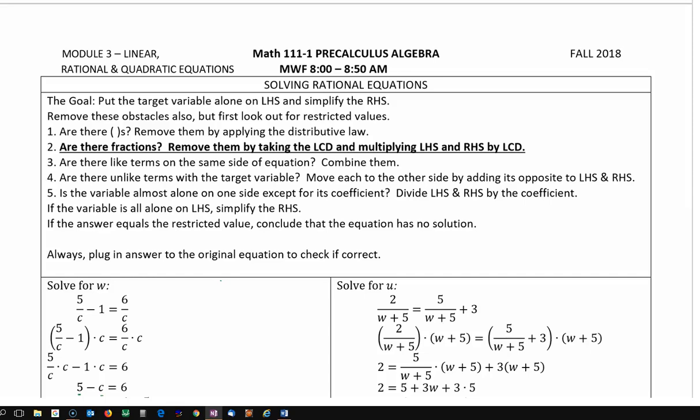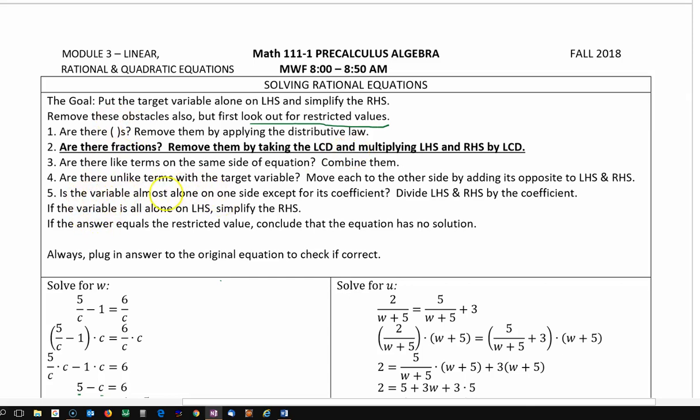Rational equations. In solving rational equations, we use the same principles. The goal is to put the target variable alone on one side and simplify the right-hand side. The difference is, aside from removing the same obstacles, we first look out for the restricted values. Remember that a rational expression is a fraction, so it has a denominator, and that denominator cannot be 0. So the restricted values are those that will make the denominator 0.